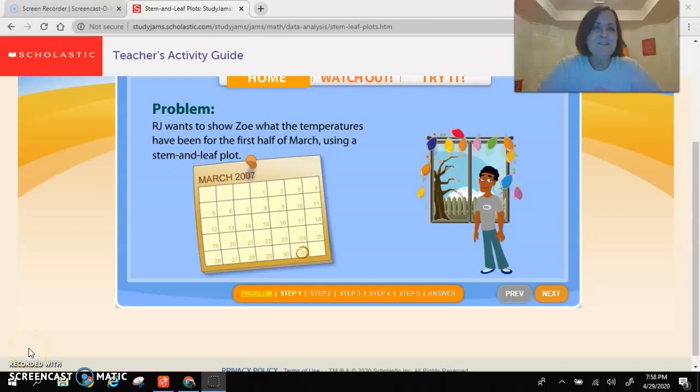Hi boys and girls. This week we are going to be focusing on a new way to organize data or information. It's called a stem and leaf plot. So let's get started. Today is just going to be an introduction, and we're going to learn some new keywords and vocabulary and practice some questions at the end.